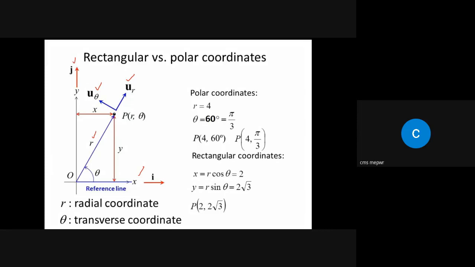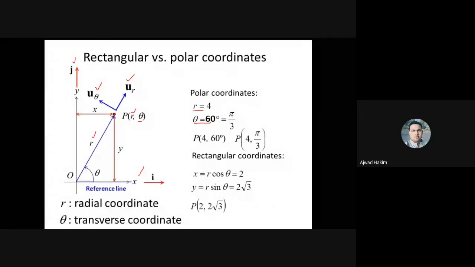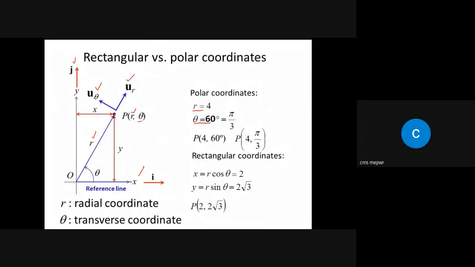Imagine we have a particle at this position, and let's say the value of r is 4 and theta is 60 degrees. We can also write theta in radians, and we know that 2 pi radians is equal to how many degrees? 360. So pi radians is equal to 180 degrees. Dividing both sides by 3, we get 60 degrees on one side and pi by 3 on the other. So pi by 3 is equal to 60 degrees, right? Yes, sir. Okay, so theta is equal to 60 degrees or pi by 3. So these coordinates can be written as (4, 60°) or (4, pi/3).